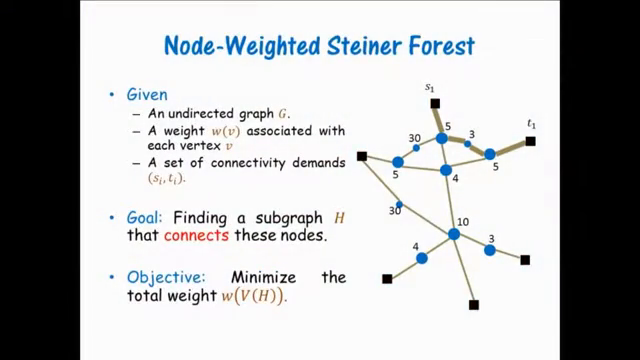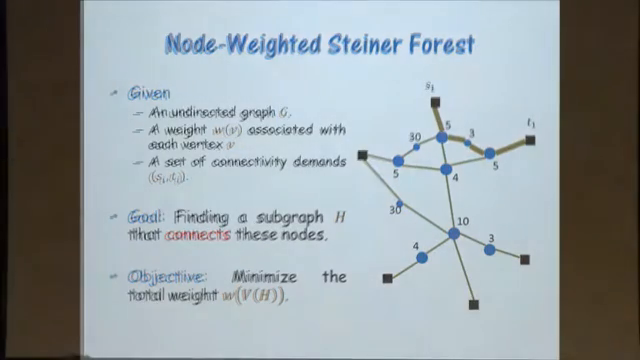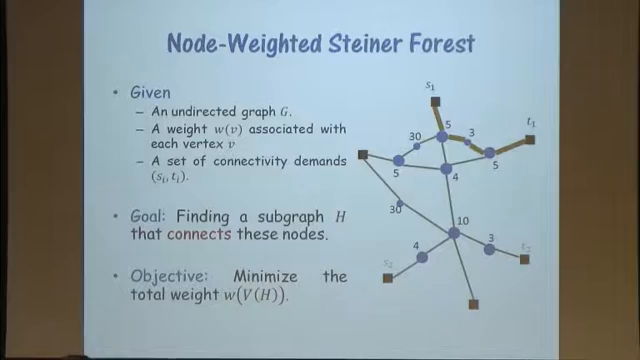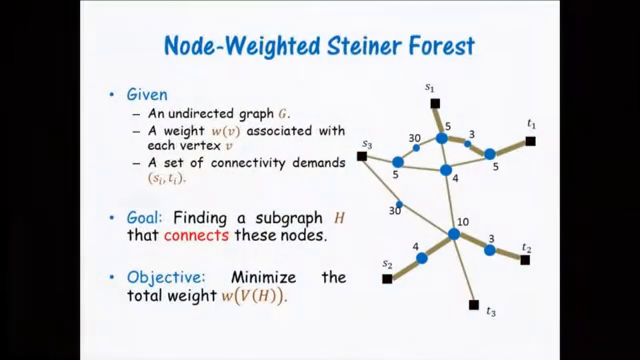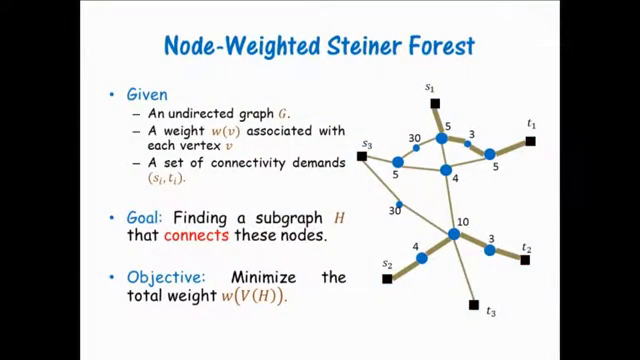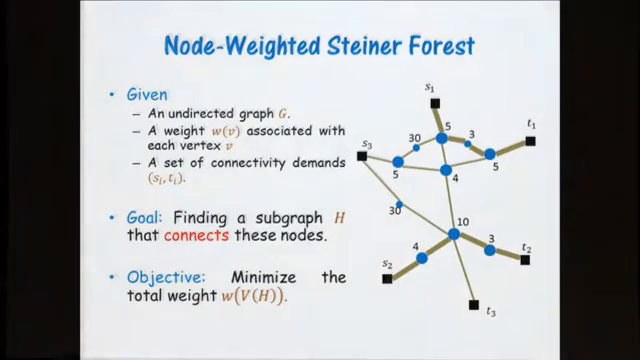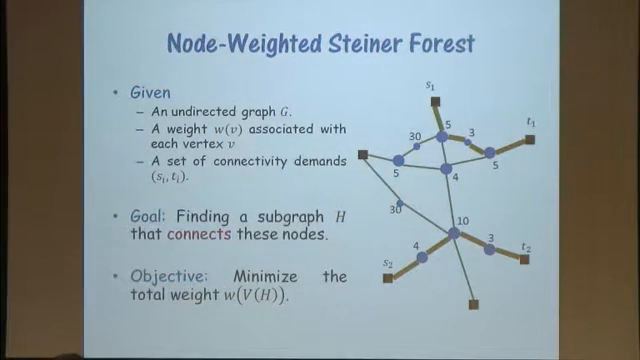For example, if we only have one demand S1, T1, then this would be the optimum solution. If we have S2 and T2 as well, this would be the optimum solution, which can be disconnected. That's kind of why we call it the Steiner Forest. And then if we get S3 and T3, some demands may actually benefit by sharing, and then the optimum solution would change to this. Okay?